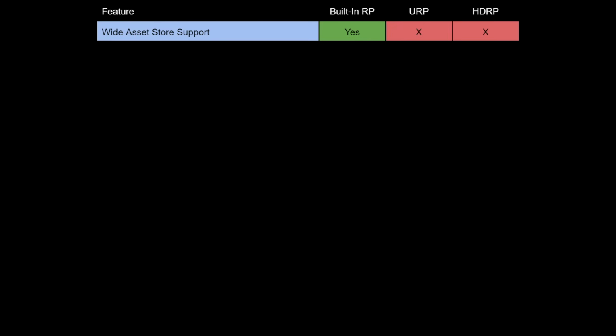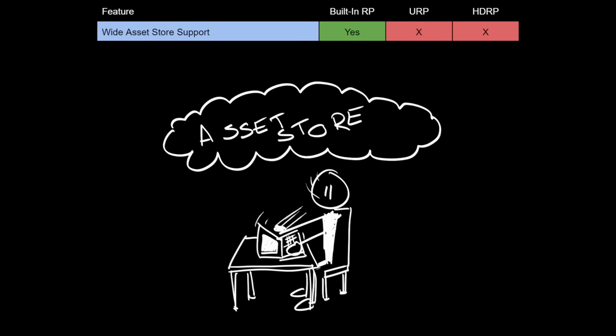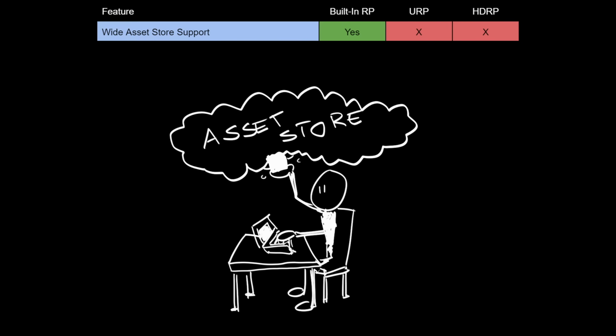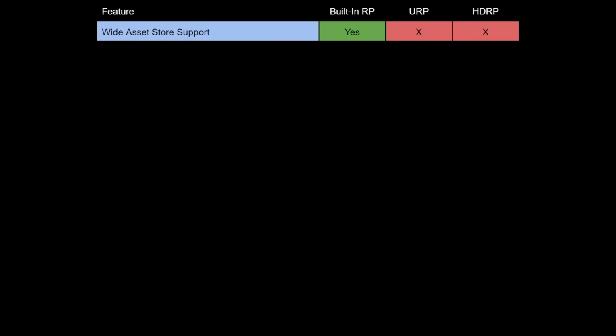First up is the wide asset store support. If you're planning to buy assets from the asset store, you might have to go for the built-in render pipeline, because there's not so many things that are compatible with URP and HDRP yet. That might change over time.